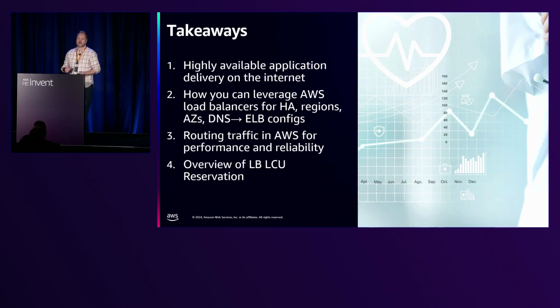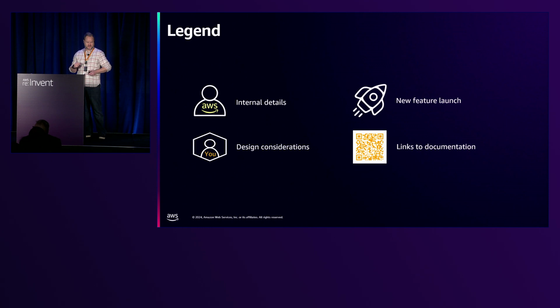After the session, you should have a better idea of what high availability looks like in AWS, how you can configure your load balancers and other systems to ensure that your traffic is being routed to healthy and adequately scaled endpoints. You'll know about DNS. We like to always talk about DNS. And you'll know how some of the advanced routing features of application load balancer can be used and some best practices. And of course, we'll cover the LB capacity reservation.